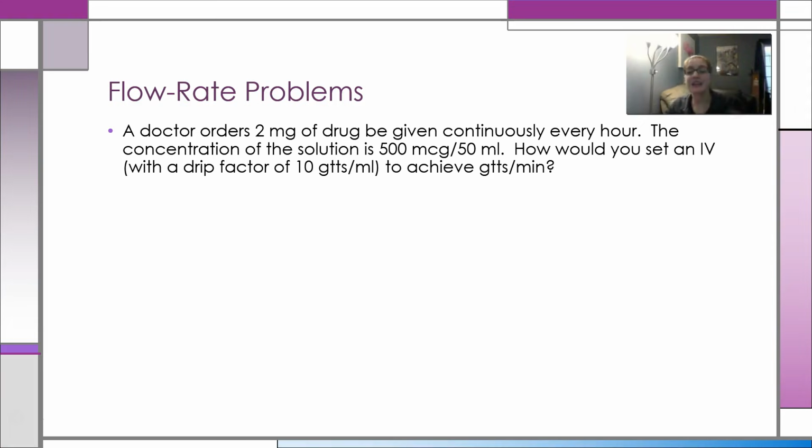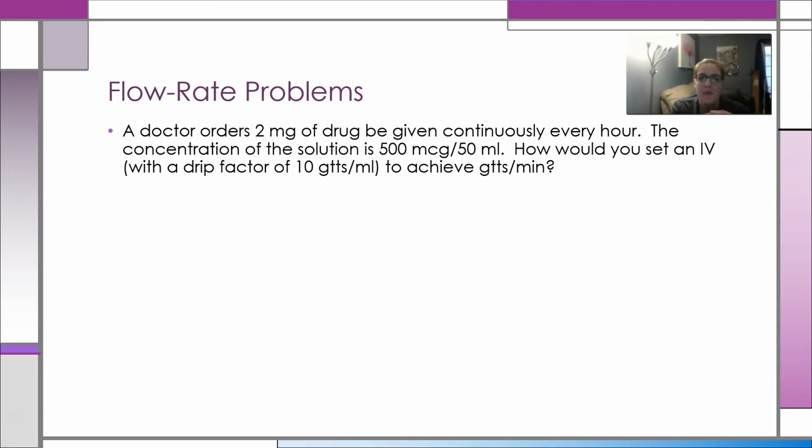Which is finally our last problems that we're going to talk about. So flow rate problems are a little bit different, but pretty much the same idea that we've been doing. You have an order, okay? You have a supply, and you have a drip factor. The drip factor is something new, and it tells you how fast the drug is being given. So our answer is actually in drops per minute. So that's kind of the different idea here. So we're not going to take into consideration weight, so we don't have to worry about that.